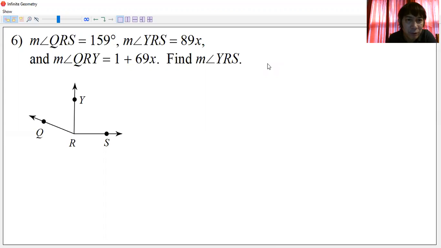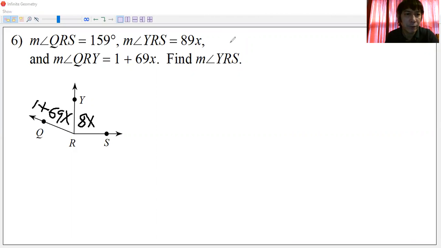The measure of QRS is 159. The measure of YRS is 89x. So where is YRS? It's over here. So this is the 89x. There, that's YRS. Now, we have another angle, measure of QRY. That's 1 plus 69x. So it must be this portion over here, 1 plus 69x. There. All right, let's set up the equation and solve the problem.